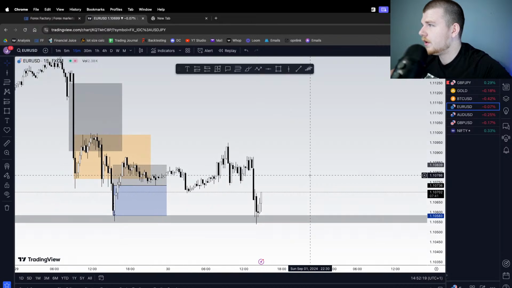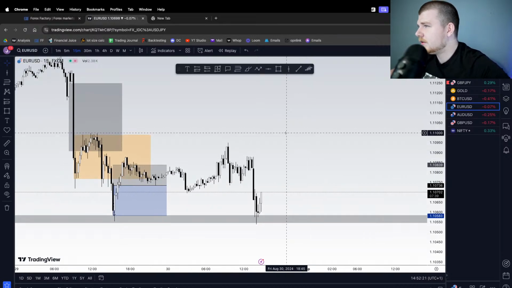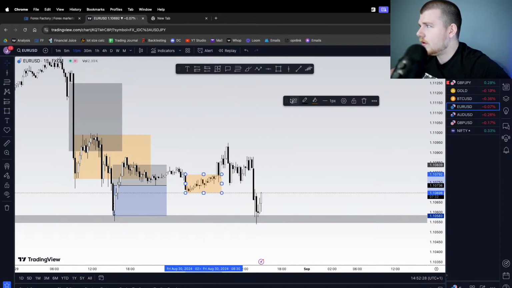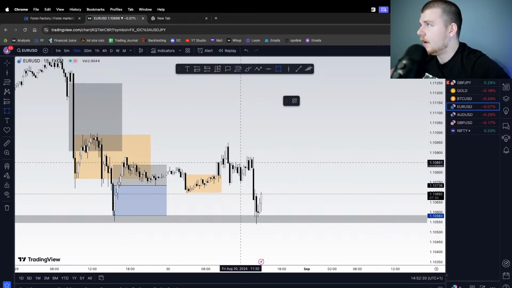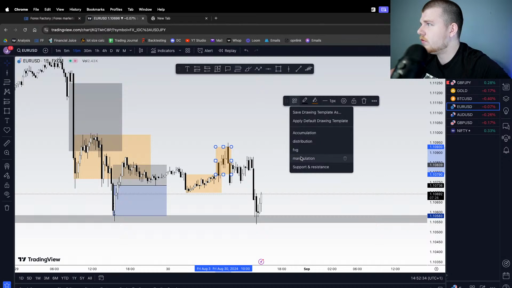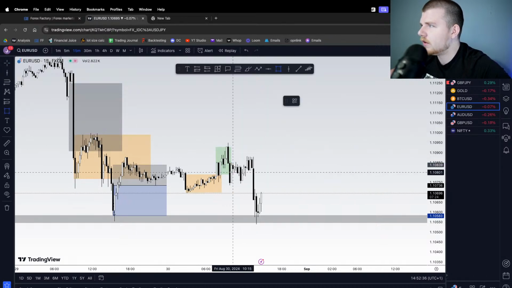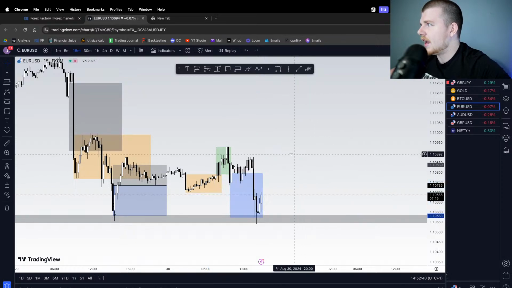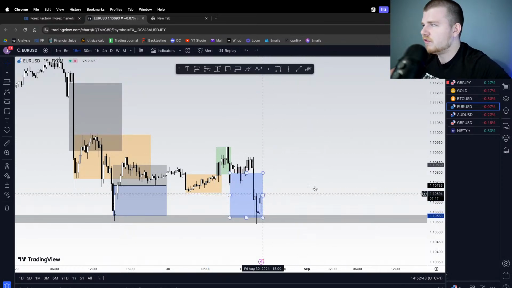Euro USD. Honestly, we have just finished a whole cycle of AMD there. We've had our accumulation, manipulation to the upside, and then distribution to the downside, back to this fair value gap, which we were targeting yesterday. So again, we're looking at another accumulation, another slow day.